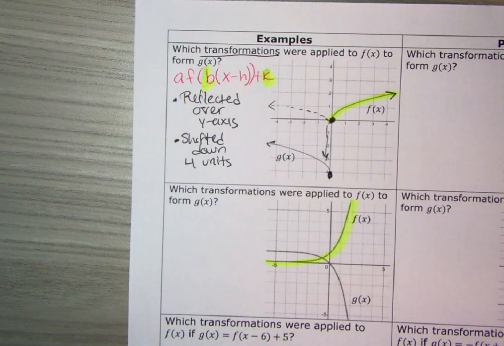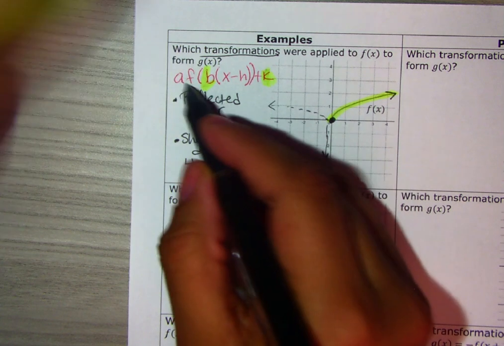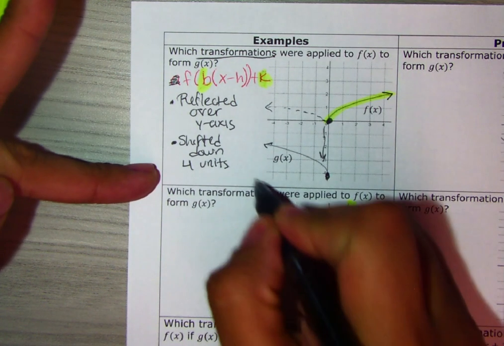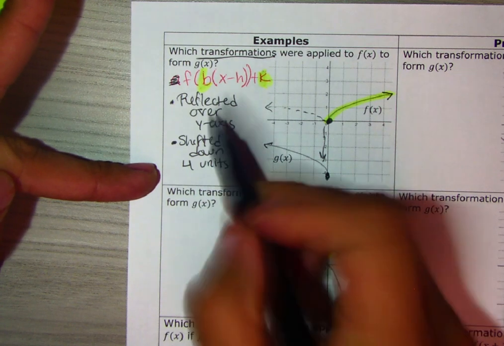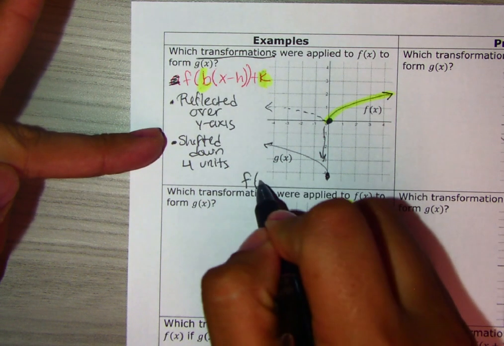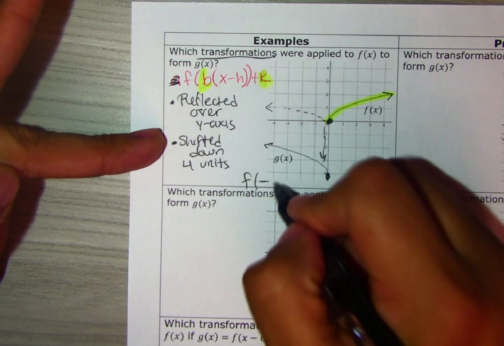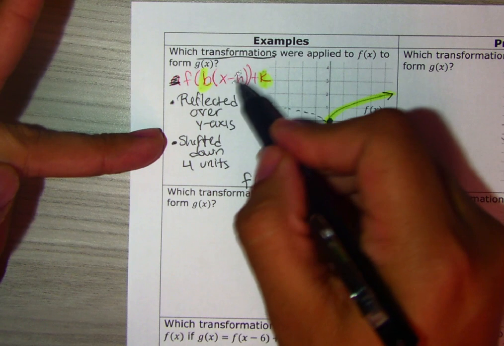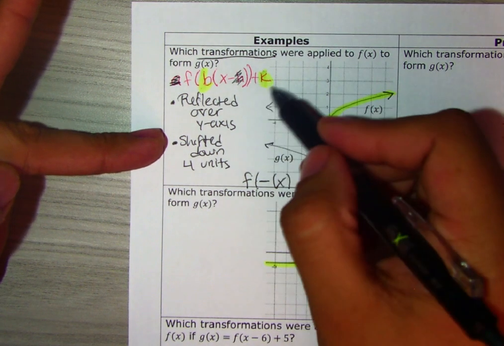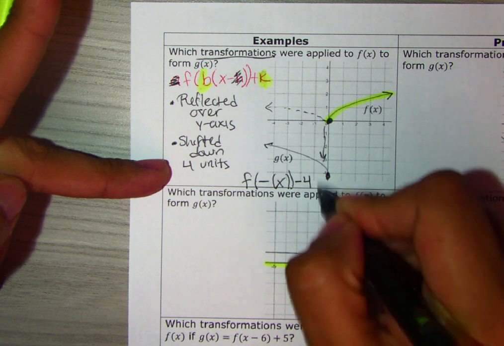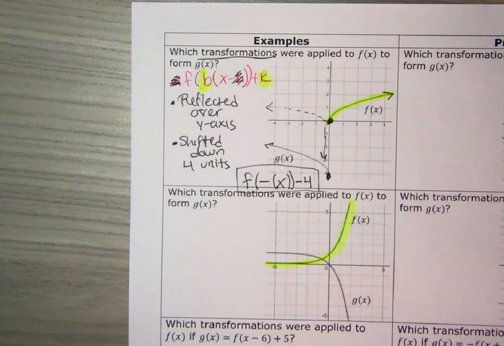So to write the notation for this, we're going to have nothing for the a, because nothing happened that affected the a value. We're going to write down f, parentheses. That b value, in order to show that it reflects over the y, we're going to put negative. And then we have the x. There's no h value, so we can just ignore that. And then the k value is shifting down 4 units, so we're going to put -4. So this notation right here is what shows that transformation on that graph.